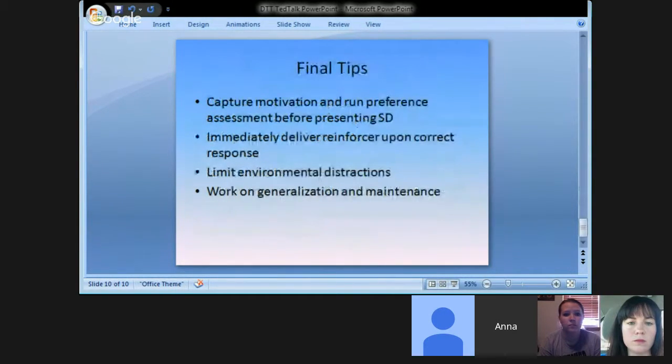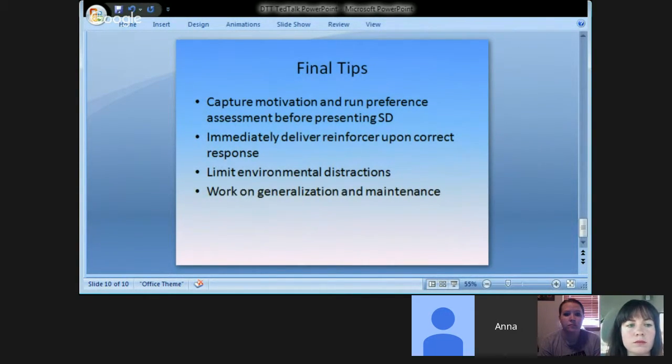And now some final tips for implementing DTT. DTT sessions tend to evoke escape-maintained behavior because it is repetitive and rigid. There usually are a certain amount of trials before the child is able to gain access to reinforcers. Therefore, it's very important to increase the child's motivation before presenting the SD.